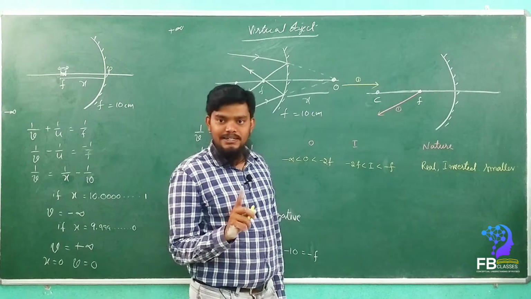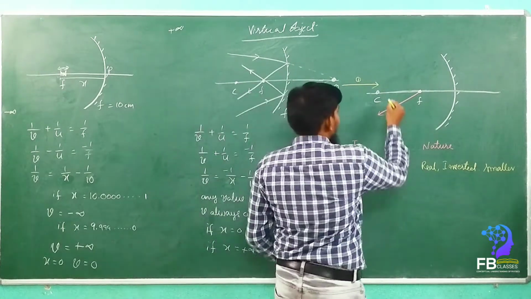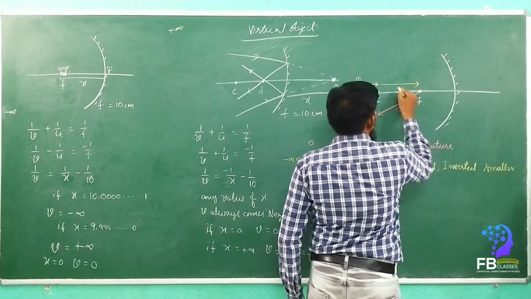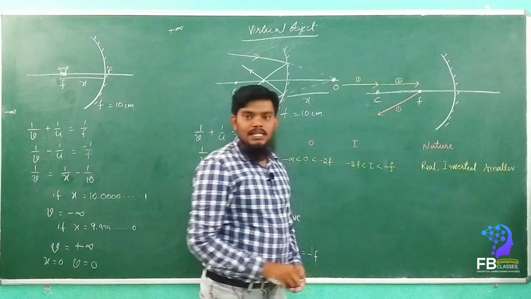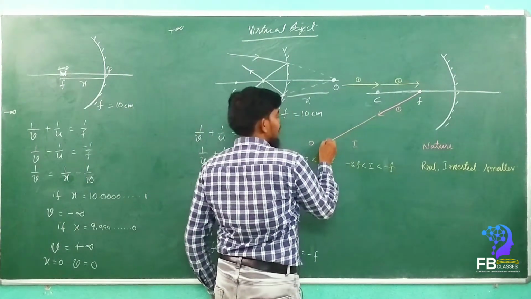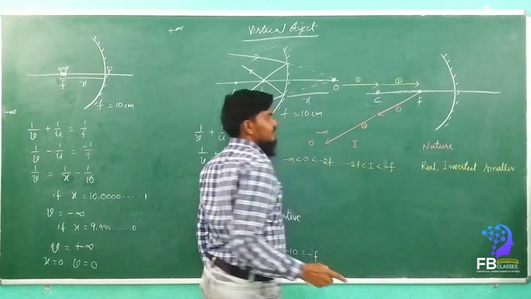Got it, everyone, clearly? Yes, sir. Right. So now when the object is moved from C to F, where is the image moved? From C to infinity. Got it? From C to minus infinity. This is the second case. Yes or no?